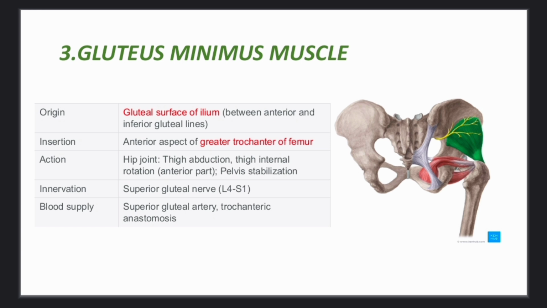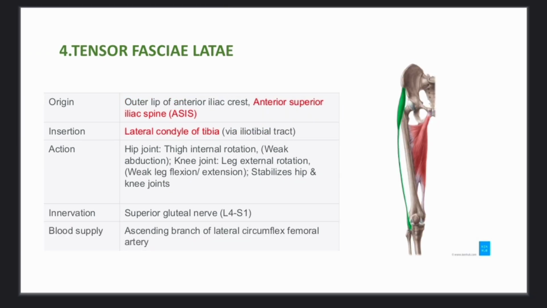Functions, the gluteus minimus performs the following functions. They are abduction of the thigh at the hip joint, medial or internal rotation of the thigh, and stabilization of the pelvis during standing. Together with the gluteus medius, the gluteus minimus helps maintain pelvic stability and support normal gait. Fourth muscle is tensor fasciae latae.